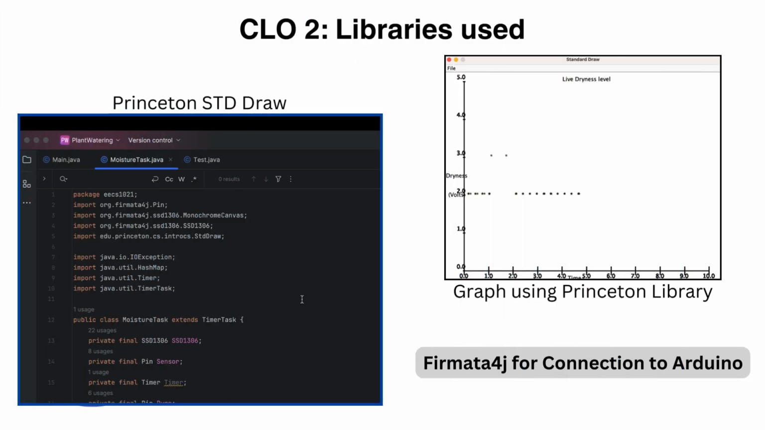For CLO2, I implemented multiple libraries that were necessary in my code. I used Princeton's StdLib library to be able to continuously graph my data and plot points. And I used Firmata4j to be able to connect Java to my Arduino and have running hardware that connects with all of the pins.